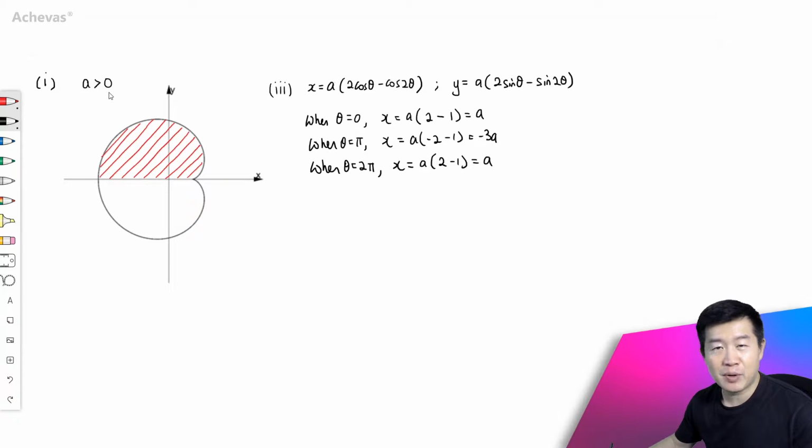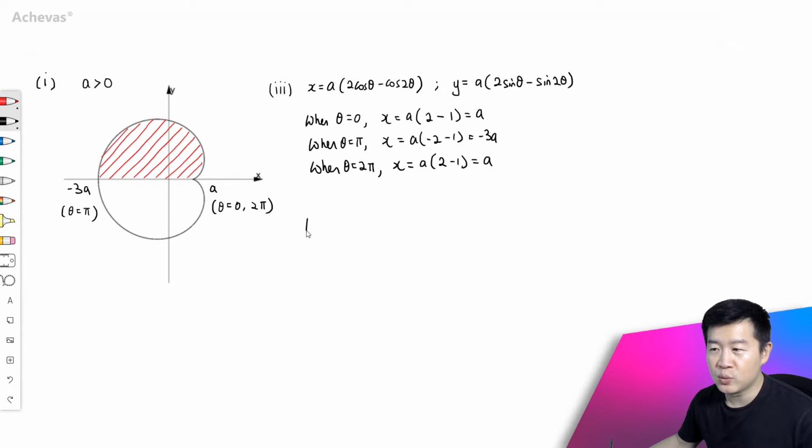And if a is a positive number, which we have assumed when we were drawing part 1, then this must be a, and minus 3a is going to be here. And to get a, we actually have 2 values of theta: theta is either 0 or theta is equal to 2 pi. So 2 values of theta give me this point here. As for negative 3a, there's only one value, and that is when theta is equal to pi.